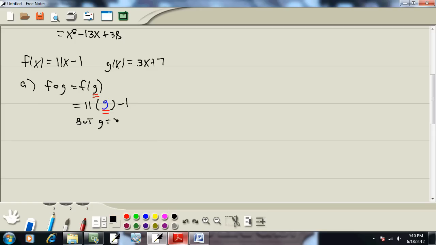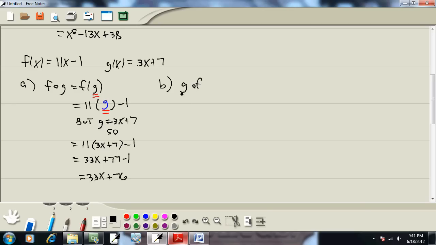But g is equal to 3x plus 7. So this becomes 11 times 3x plus 7 minus 1. 11 times 3x gives us 33x. 11 times 7 is 77, minus 1, which gives us 33x plus 76.